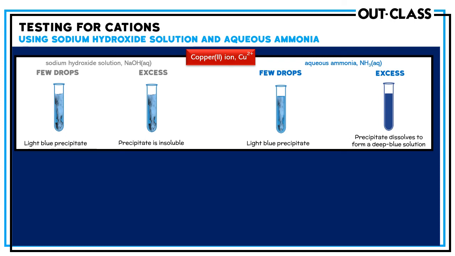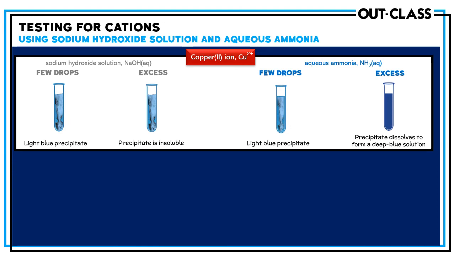So when you add sodium hydroxide few drops to your salt solution and a light blue precipitate is produced, this shows that copper ions may be present, but we have to prove it. When you add excess of sodium hydroxide, the light blue precipitate remains insoluble. Remember, copper hydroxide precipitate is insoluble in excess of sodium hydroxide.